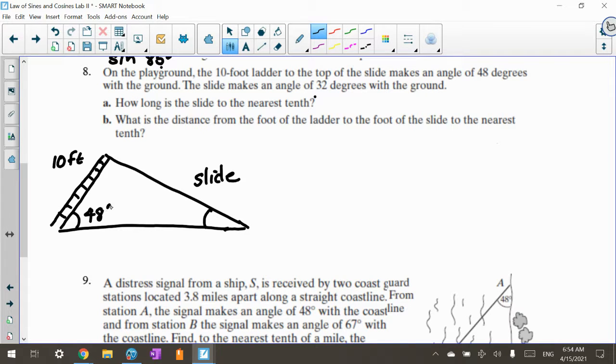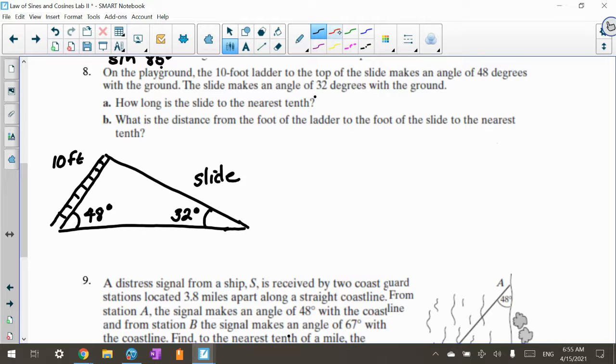Okay, there we go. Sorry. I was reading ahead. And the slide, so this is my slide, makes an angle of 32 degrees. There we go. I apologize for that. Sometimes I get reading ahead. So there's our picture. How long is the slide? So they basically want us to know how long the slide is.